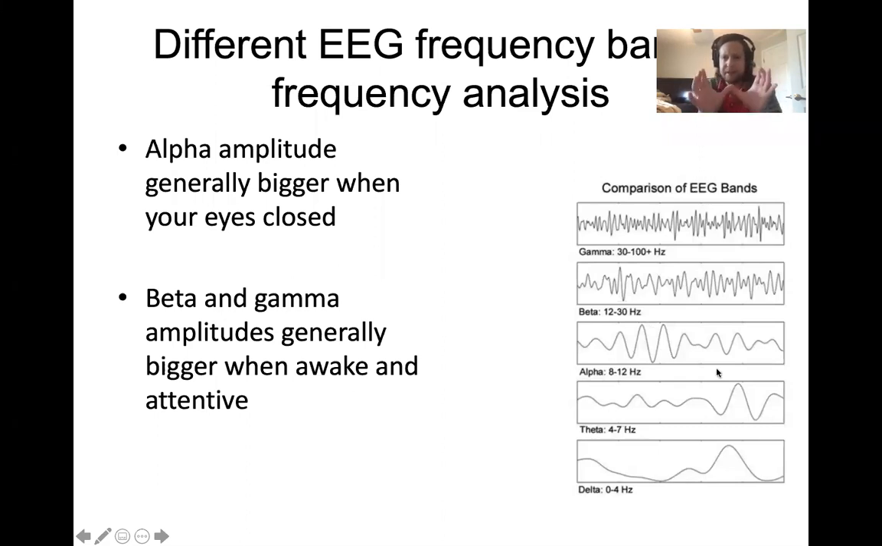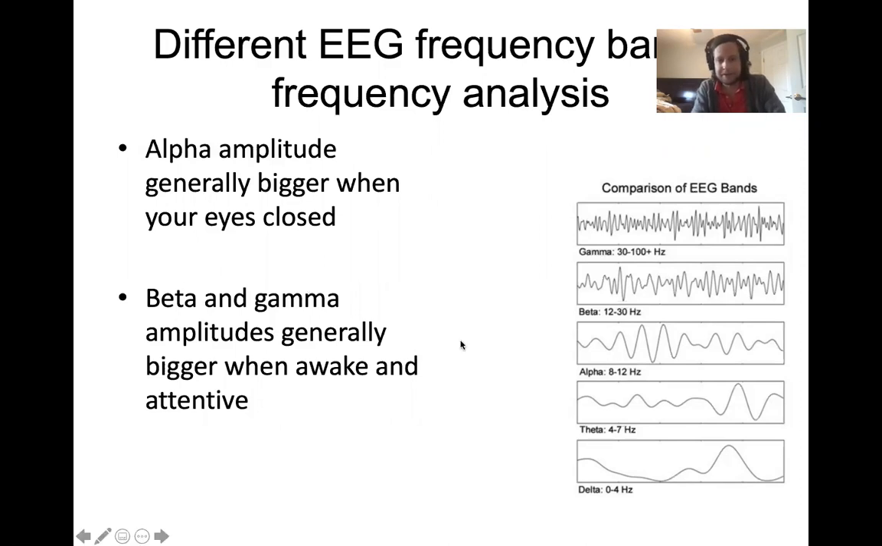We take that initial EEG trace and decompose it into its different sinusoidal components. One sinusoidal component, the alpha frequency right in the middle, is strongly modulated by things like whether your eyes are open or whether your eyes are closed. When your eyes are open, alpha amplitude is small. When your eyes are closed, alpha amplitude actually gets bigger.